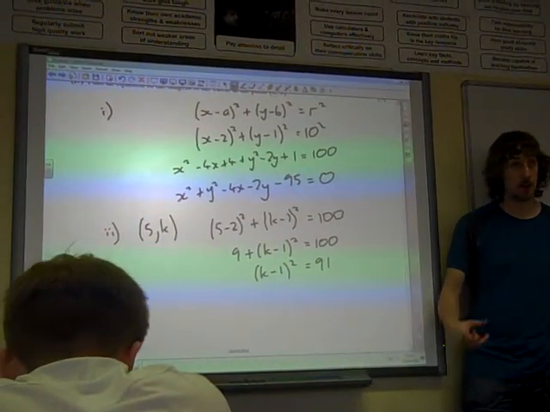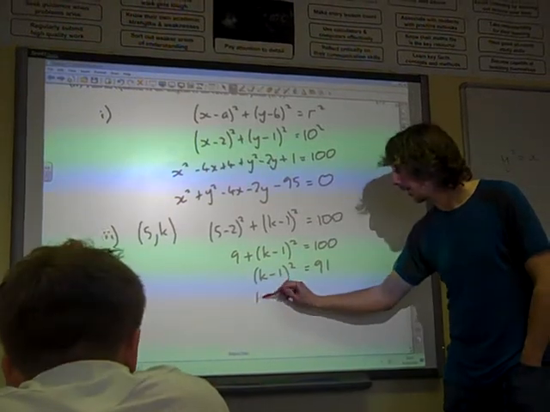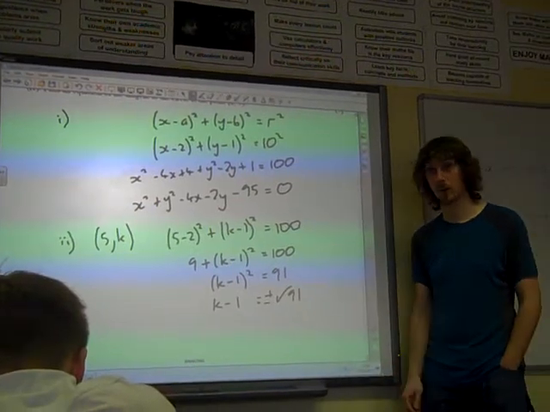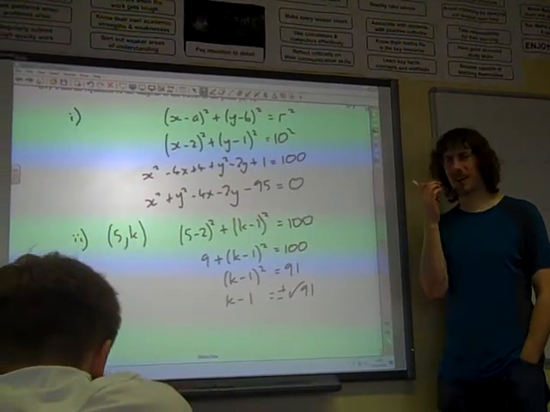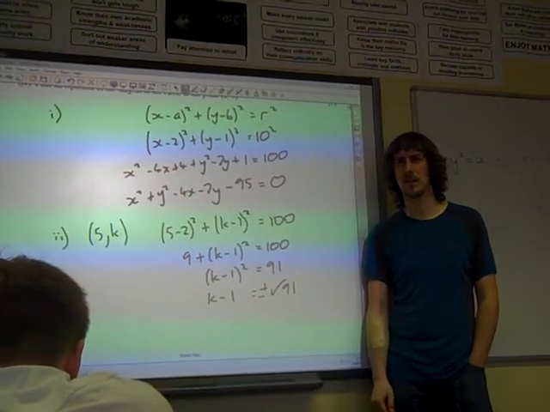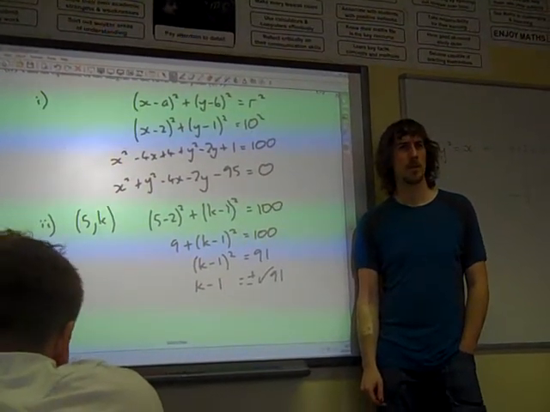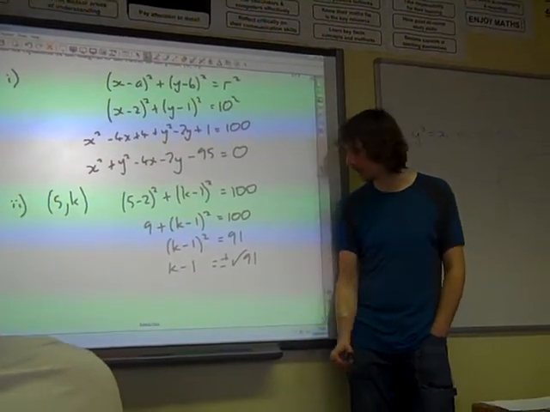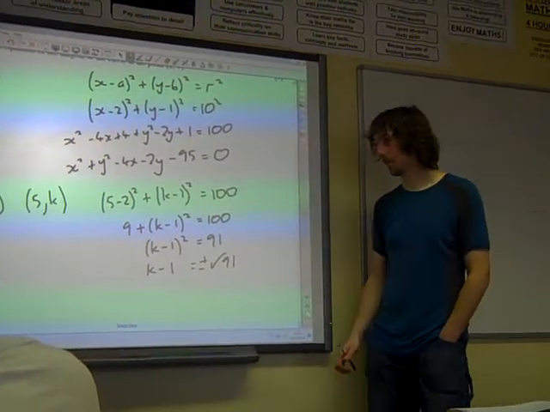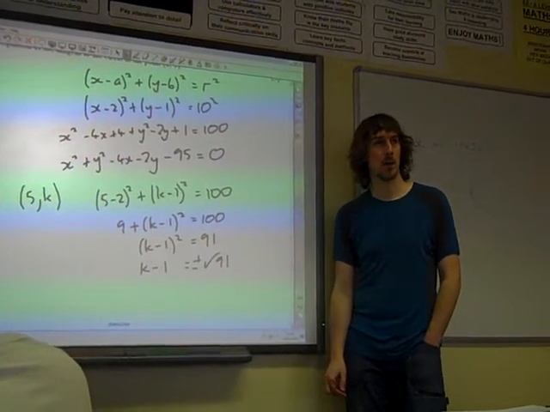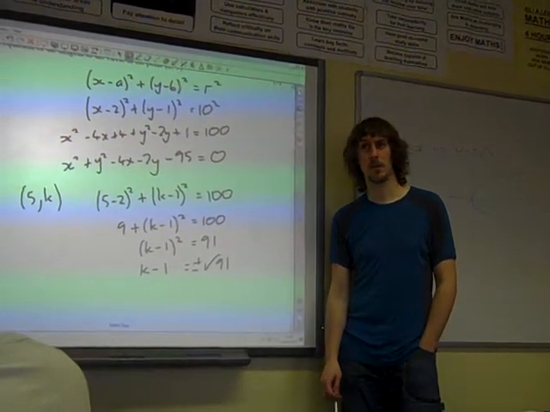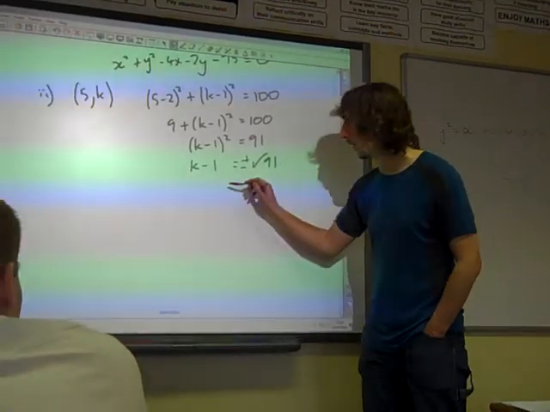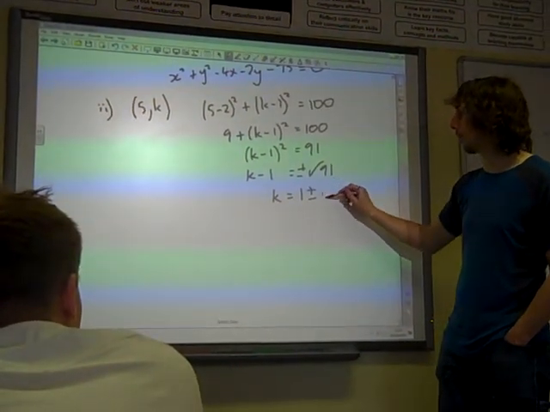We want to find k, so the next step is to square root it. k minus 1 is plus or minus the square root of 91, because remembering whenever we square root we have to write plus or minus. Are there any square numbers that go into 91? I'm not sure that there are. It's not a prime number though. 7 goes into it 13 times, but 7 and 13 are both prime numbers, so there are no square numbers that go into it. So we're stuck with that. So k is 1 plus or minus root 91.